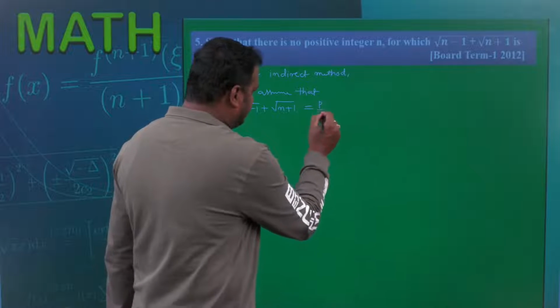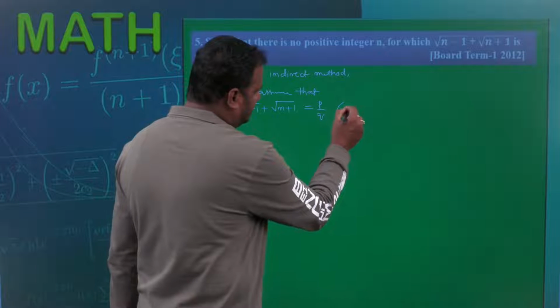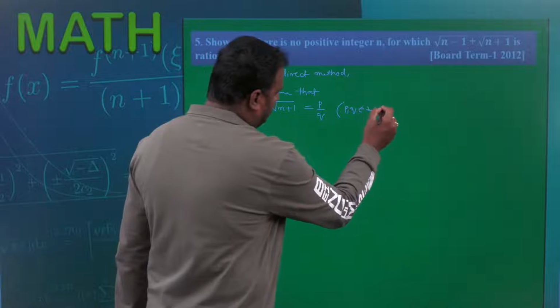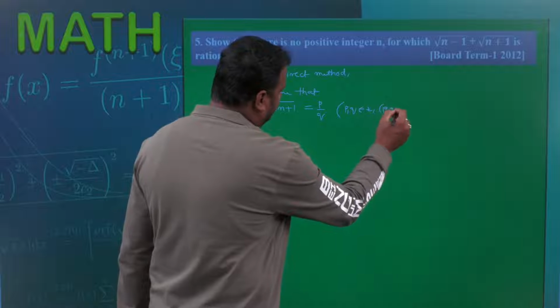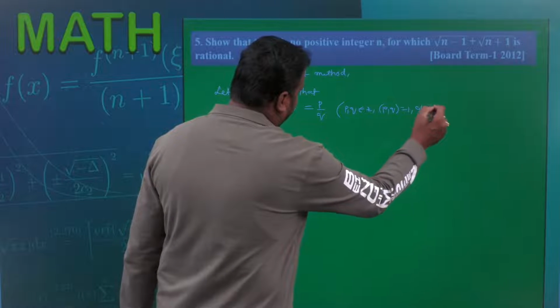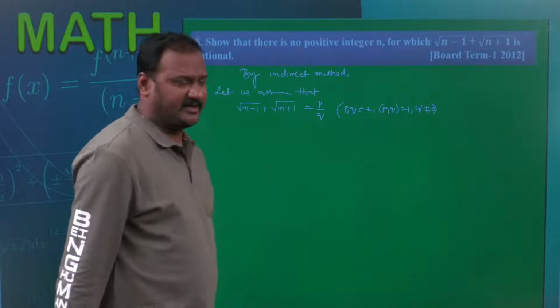It can be expressed in the form of p by q, where p, q are integers, and of course HCF of p, q is equal to 1. q is not supposed to be 0. This is according to the definition of a rational number.